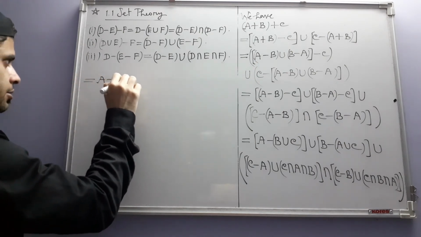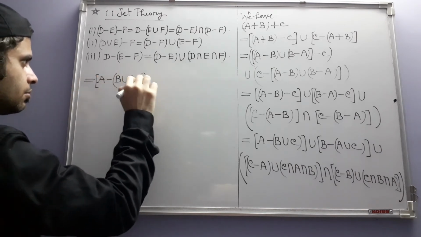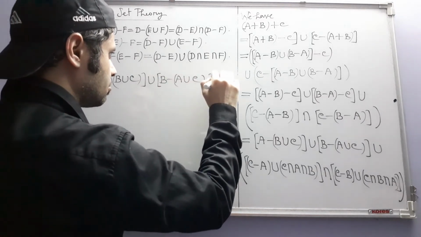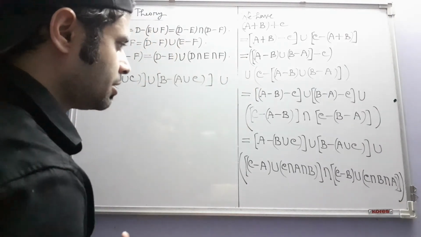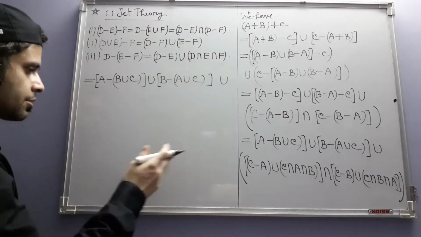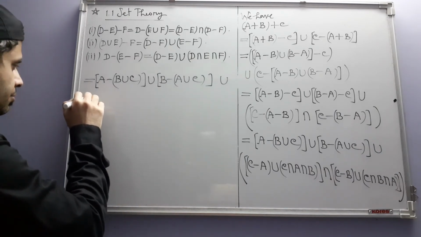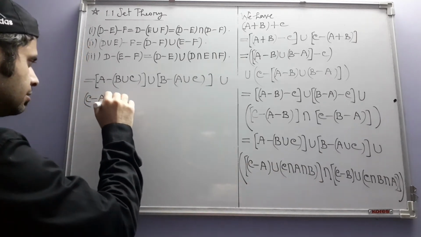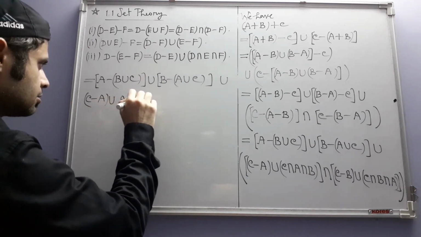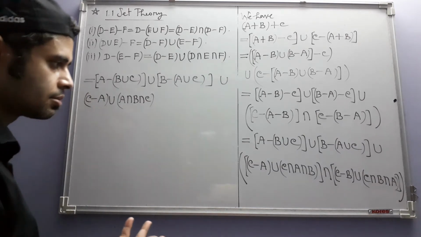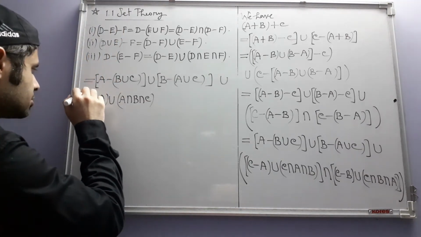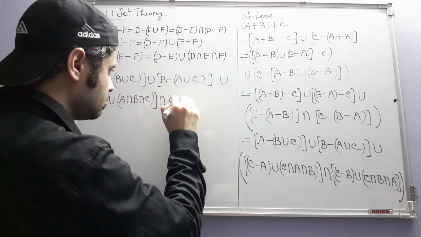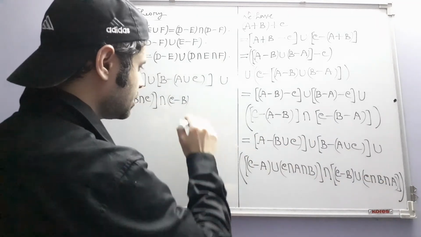A minus B union C union B minus A union C union. Okay, now let me write one more step just for the sake of more clarity. C minus A union, instead of this I can write A intersection B intersection C, because intersection is associative, commutative. We already have proved those things. Intersection C minus B. Now here also we actually have the same set.